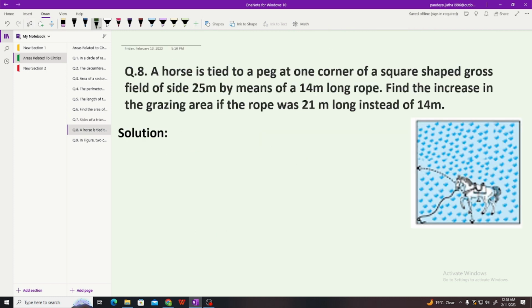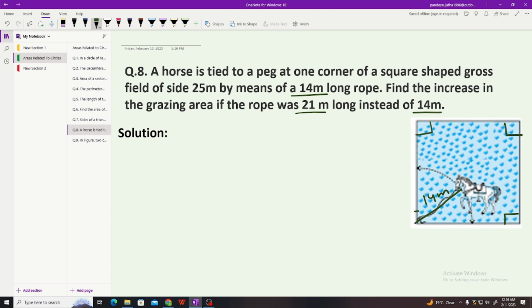In this question, a horse is tied to a peg at one corner of a square-shaped grass field of side 25 meter by means of a 14 meter long rope. Find the increase in the grazing area if the rope was 21 meter long instead of 14 meter. So here at present it is given that a horse is tied to a rope of length 14 meter. And since this is a square-shaped grass field, the angle of each corner is 90 degree.